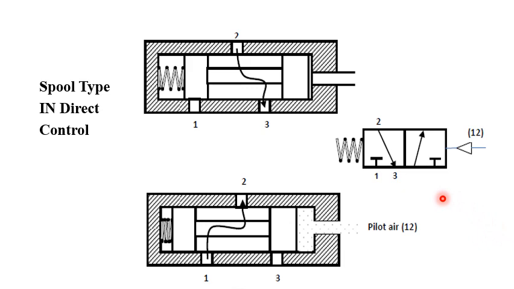This will be the indirect kind of spool actuation mechanism. The valve will be the same. It is a 3 port, 2 position valve with spring return, but operated by a pilot air signal, so it is called a pilot operated valve.